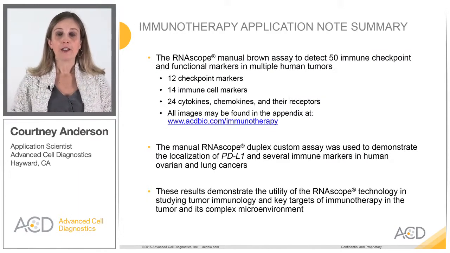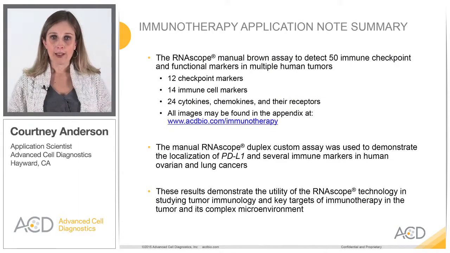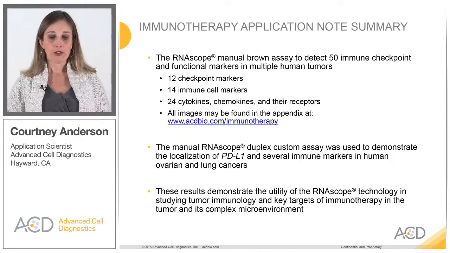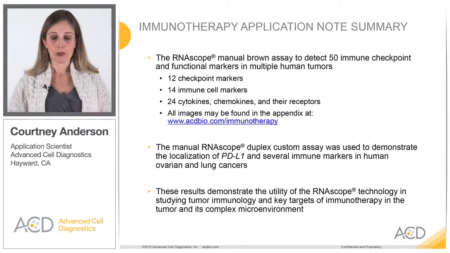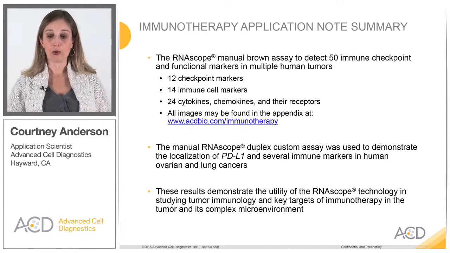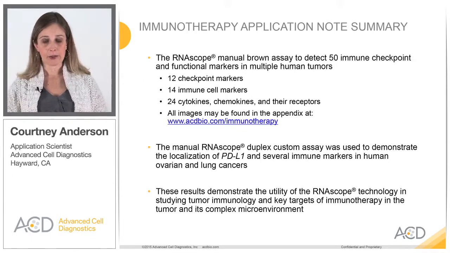So in conclusion, I'd just like to summarize that the RNAscope manual Brown assay was able to detect 50 immune checkpoint and functional markers in multiple human tumors. We detected 12 checkpoint markers, 14 immune cell markers, and 24 cytokines, chemokines, and their receptors. I showed a subset of those images in this presentation, but you can find all the images in our appendix at the website listed on the screen. The manual RNAscope duplex custom assay was used to demonstrate the localization of PDL1 and several immune markers in both human ovarian and lung cancer samples.